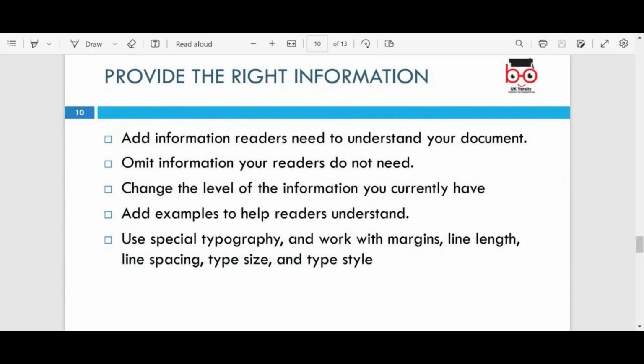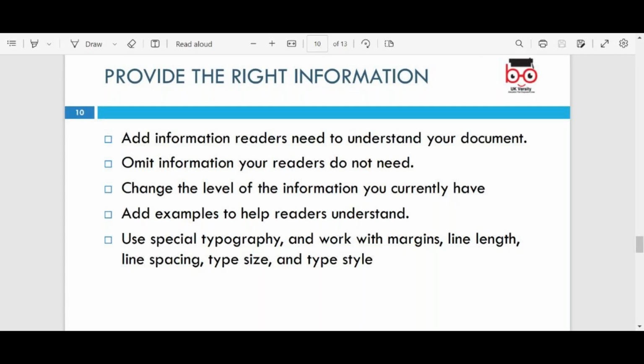So, make the information clear. Don't put too much in it because some young people don't want to understand too much. Change the level of information you currently have to meet the person. You add examples to help readers understand. So, for example, if you're selling a brand, you need to add examples so the reader is able to understand what you are saying. Use typography and work with margins, line length, line spacing, type size, and type style because it's important.